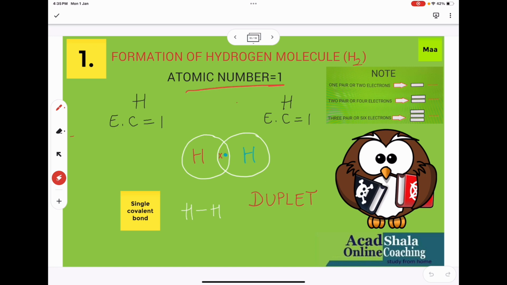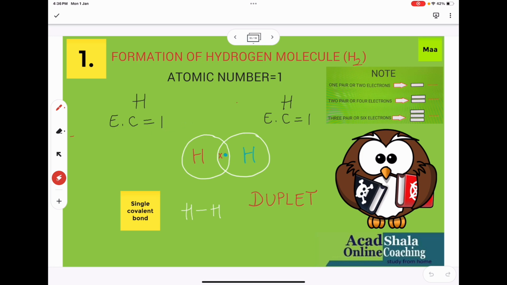So, the atomic number of hydrogen is 1. So I write down the atomic number 1 and the electronic configuration of hydrogen will be 1. We have written it for hydrogen over here and for the other hydrogen also over here. This is all to make you understand how you will show the formation of the hydrogen molecule. So I have written electronic configuration 1, and the electronic configuration of the other hydrogen is also 1. Now this 1 which I am seeing over here is the valence shell only.